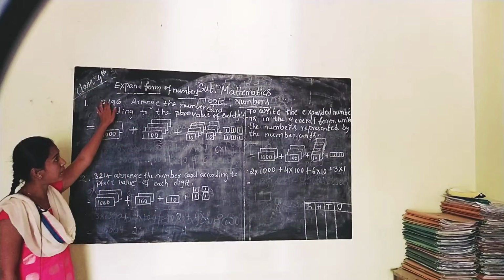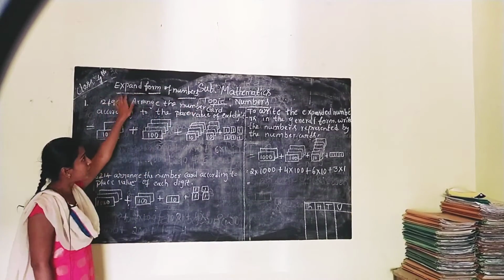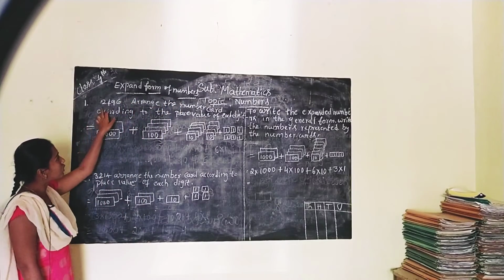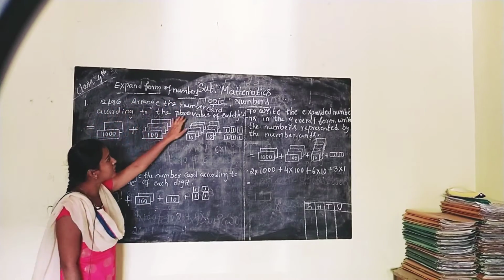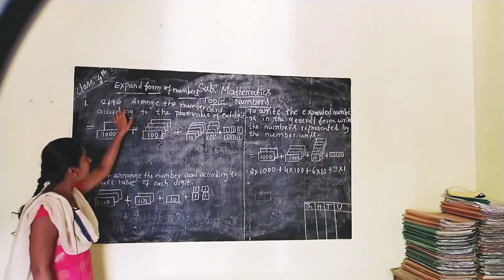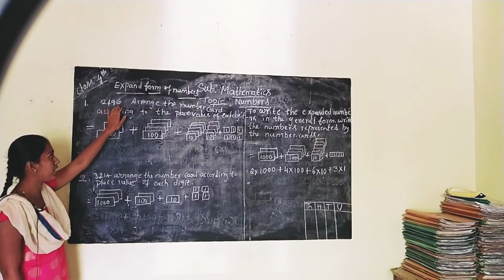Going to explain expanded form of numbers. Expanded form of numbers means spread out the digits according to their place values. For example, 2496. Arrange the number cards according to the place value of each digit. The given number is 2496.